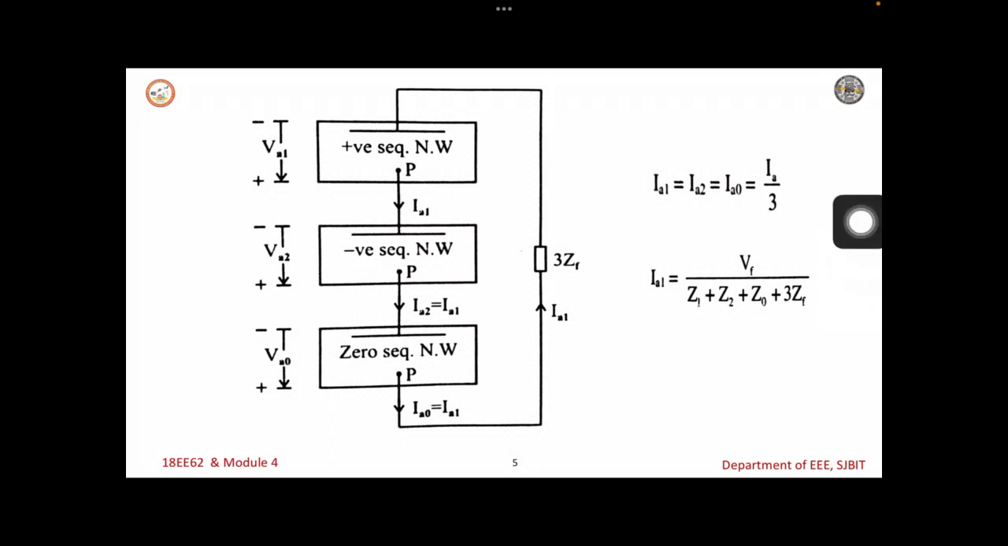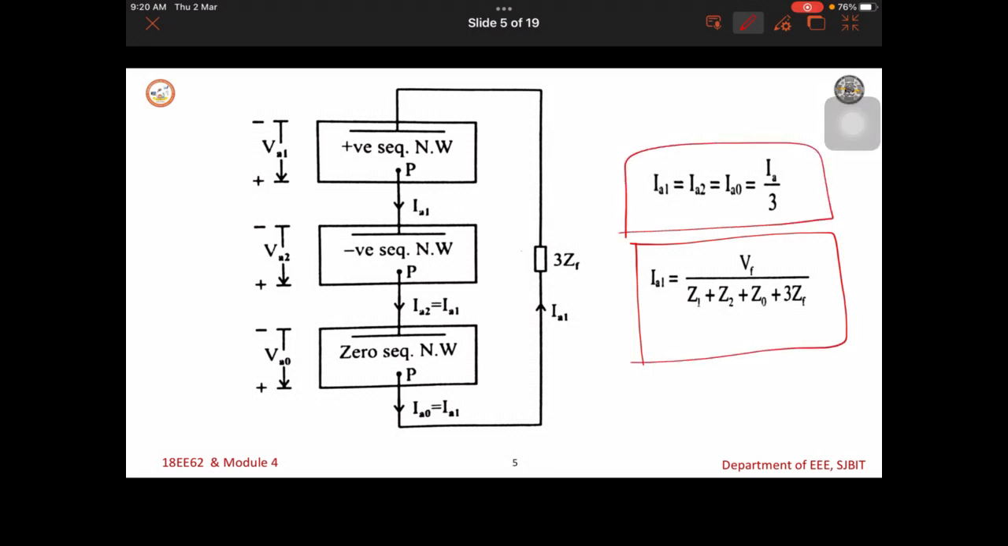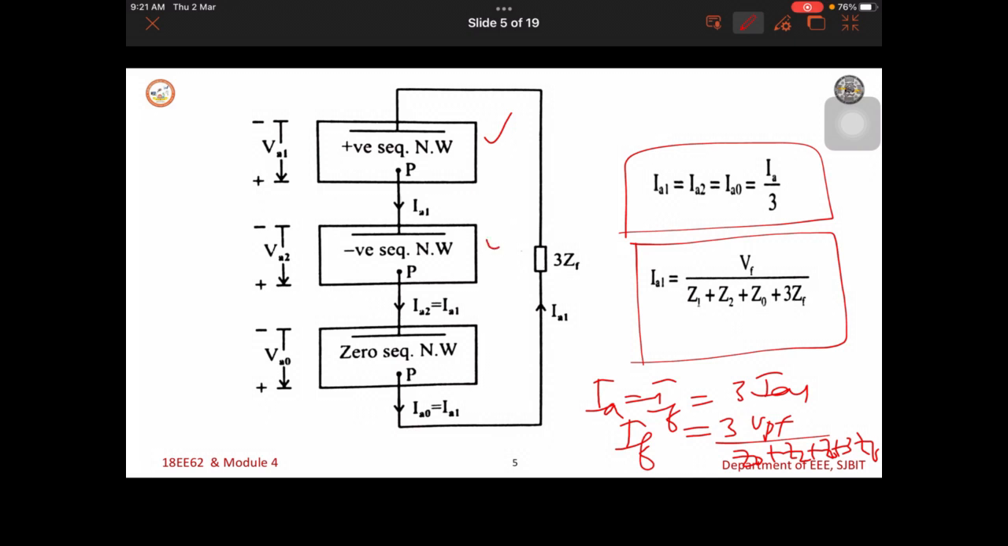So, that is what is written here. The fault current IA is IF, that is 3 times IA1. So, the fault current expression is 3 times VPF divided by Z0 plus Z1 plus Z2 plus 3 times ZF. So, here the positive, negative and zero sequence networks are connected in series, and they are connected in series with the fault impedance.